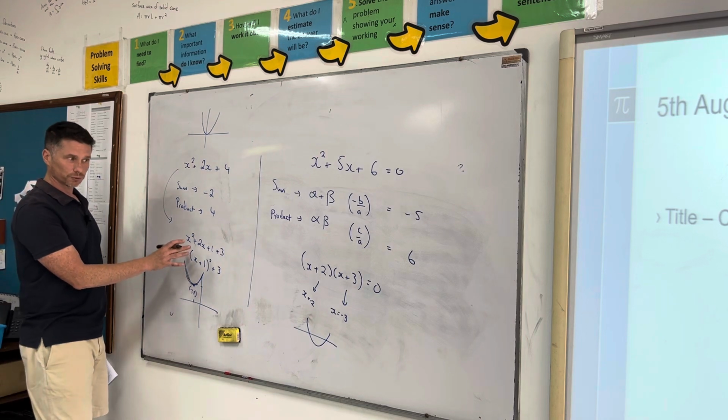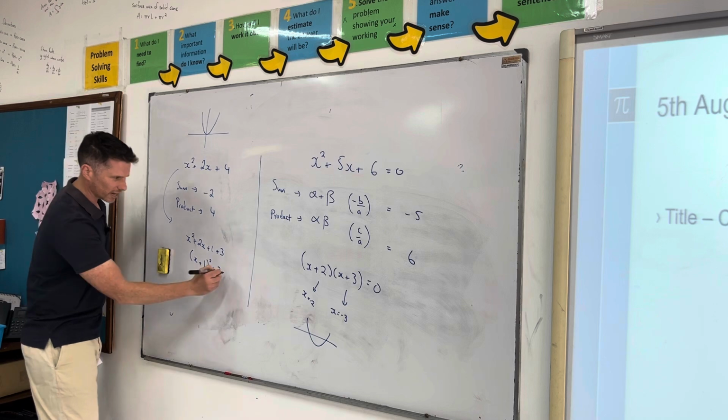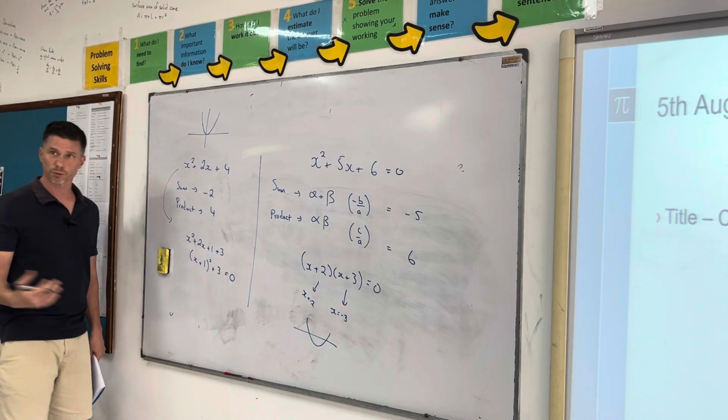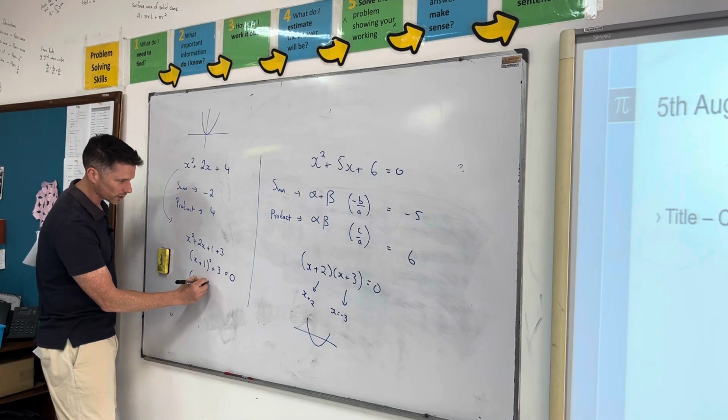This one, if I wanted to finish this, I could. I'm going to remove the sketch. I'm going to let it equal 0 and find out what the roots would be. Same as over here. So I'd get x plus 1 squared is equal to -3.